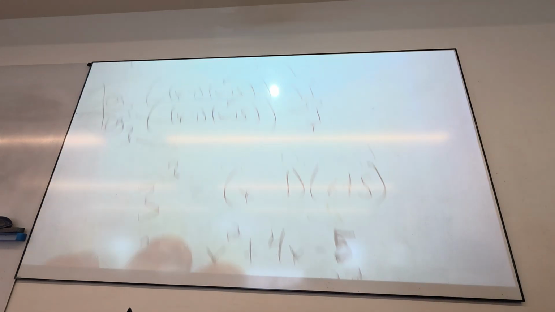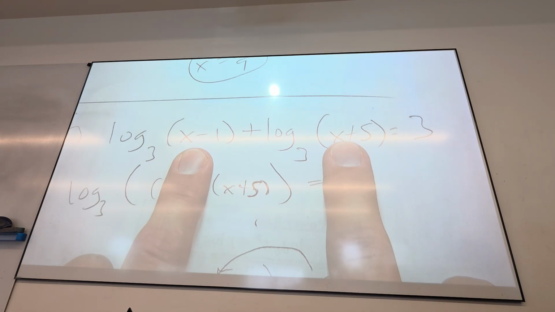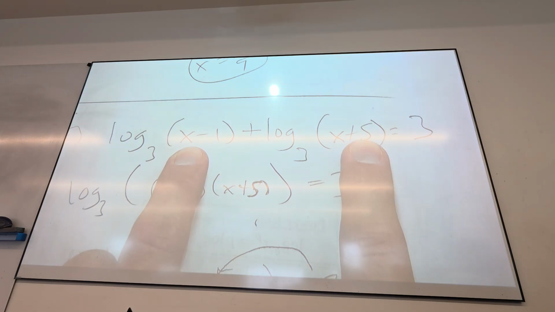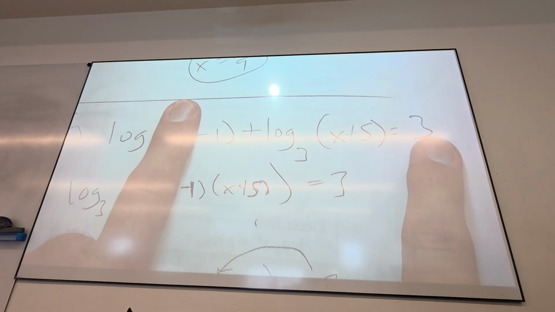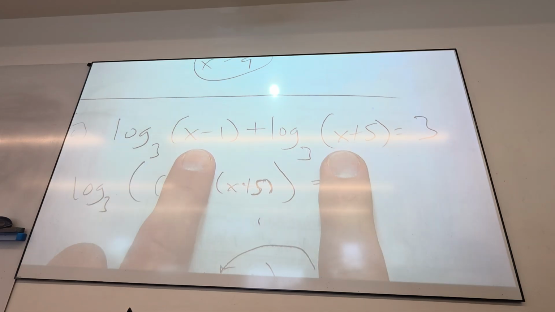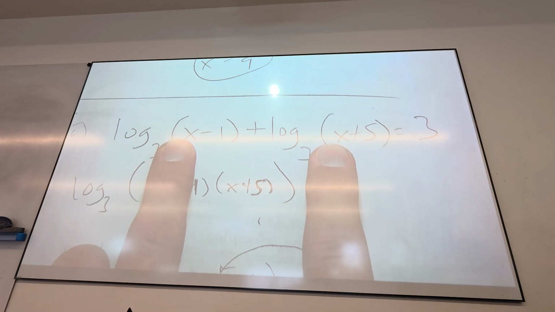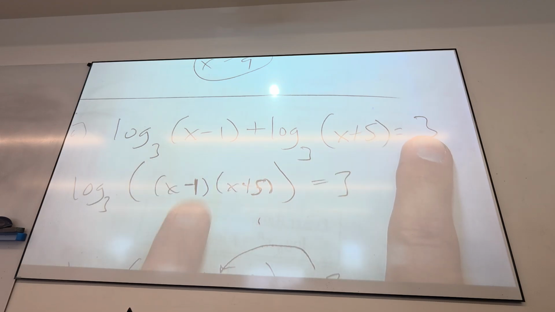If I plug a 4 in, do either one of these become negative? 4 minus 1 is 3, 4 plus 5 is 9. Log base 3 of 3 is 1, log base 3 of 9 is 2, 1 plus 2 is 3. That's how I made the problem, by the way. I just picked a value for x and then just kind of made it work out.